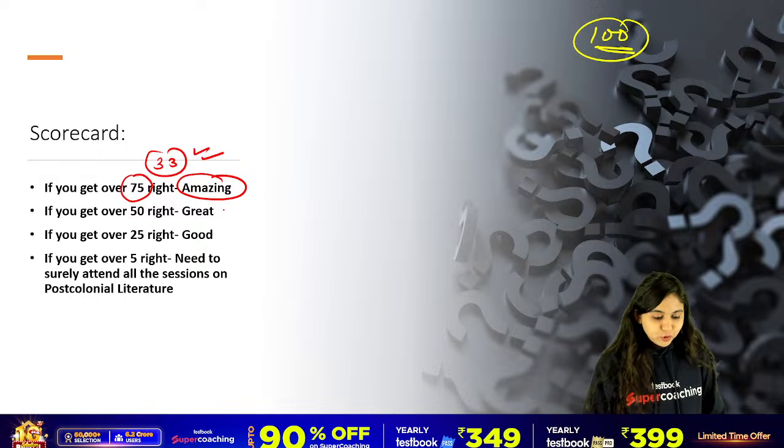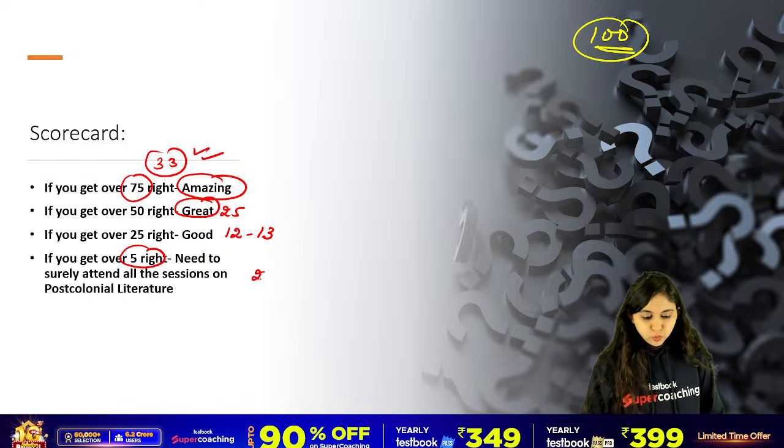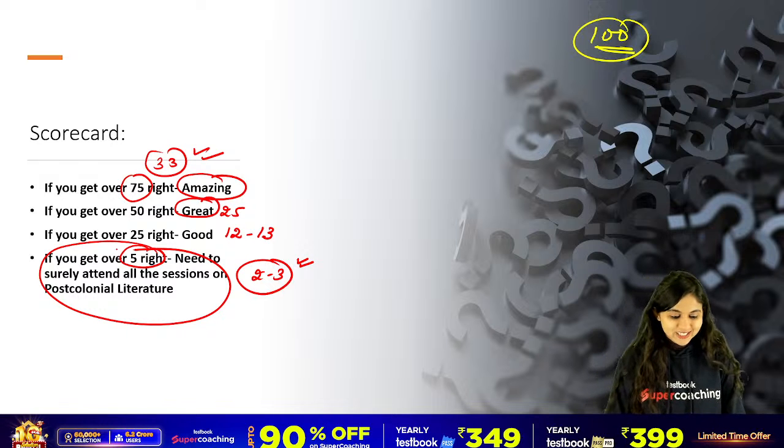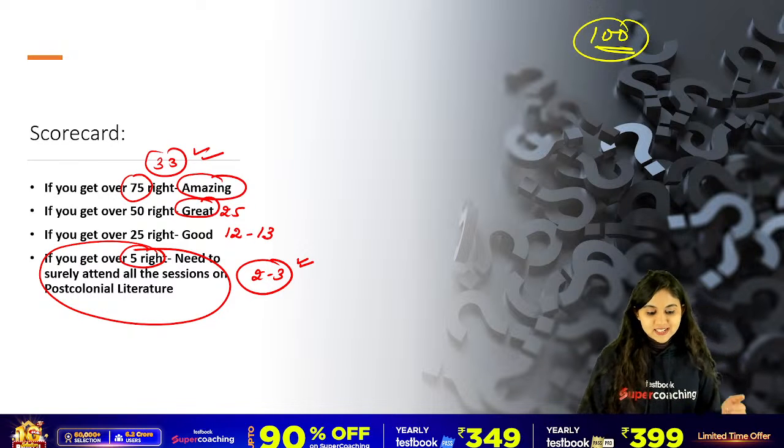If you are getting about 25 questions right, that means you are great, because today we are diagnosing 50 questions. If you're getting roughly 12 to 13 questions right out of 50, it is considered good altogether. And if you get fewer than 2 or 3 right, then obviously it's really worrisome, and you should definitely make sure that you're attending all the sessions that we are having this entire week for you.